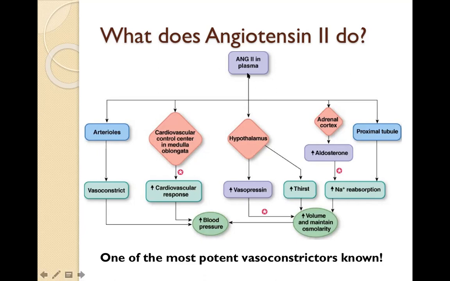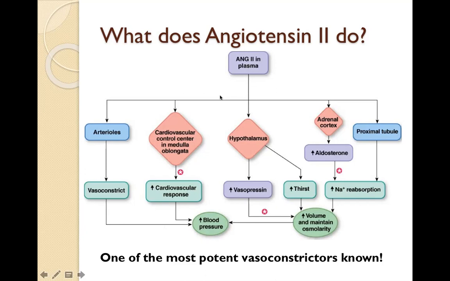So the main effects of angiotensin 2, the first one is in the name. Angio meaning blood vessel, tensin meaning to tense up. It is a very, very potent vasoconstrictor. It's one of the most potent vasoconstrictors known. So the first effect is a direct effect on the arterioles. The arterioles will vasoconstrict, and that will increase total peripheral resistance, and that will increase blood pressure. So that's the first effect.